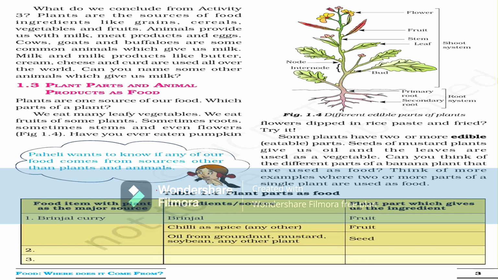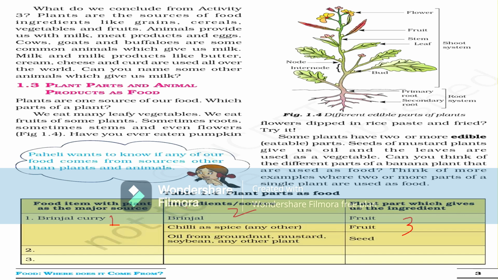1.4 Plant parts as food. Make 3 columns, numbered 1, 2 and 3. In the first column, write: food item with the plant as the major source. Okay, I will repeat it: food item with the plant as the major source.